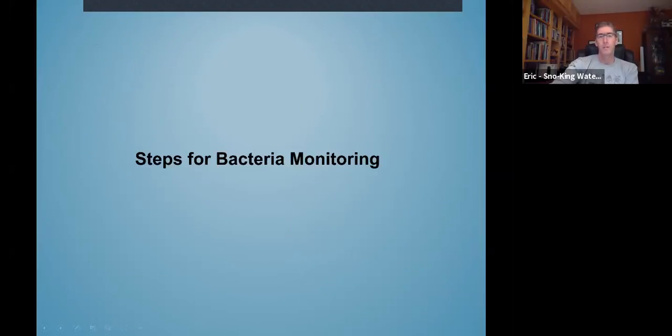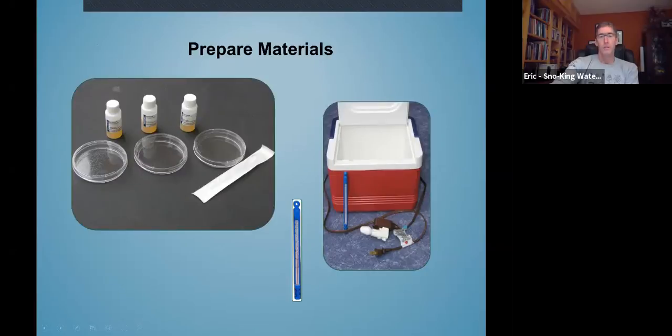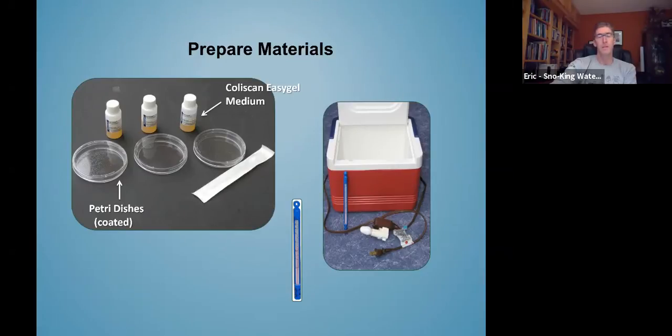Okay, so how do we actually do the monitoring? So we have some different materials that we're going to use. We're going to use Petri dishes. We're going to use this stuff called Coliscan Easy Gel, which is a medium that essentially it's like food for the bacteria. We're going to use a pipette to collect our sample.